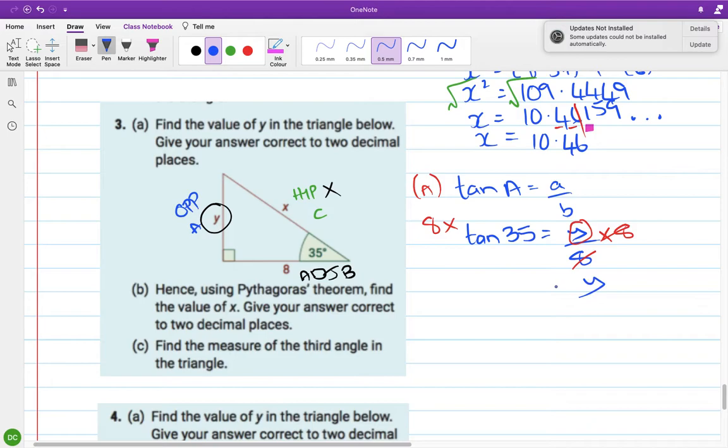Okay, so y equals 5.60166. So 2 decimal places is 1, 2, stop. Look at the next number. It's a 1. Is it big enough? No, it's not. So we leave it at 5.60.